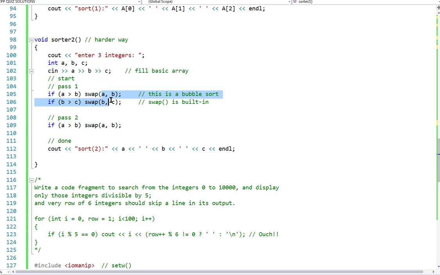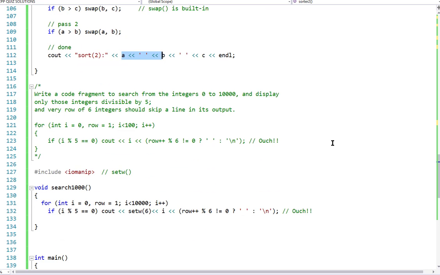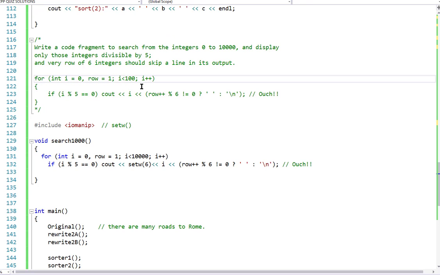So now I went through A, B, and C. Now I have one more pass to do. I called it a pass on purpose. Check A to see if it's greater than B. If it is, then swap them. This is actually a bubble sort. Swap is a built-in C++ template that will swap simple integers. And when I'm done, A, B, and C will be in order. The next problem was pretty simple. Just change this to 1,000 or 10,000, whatever it asked for, 10,000.